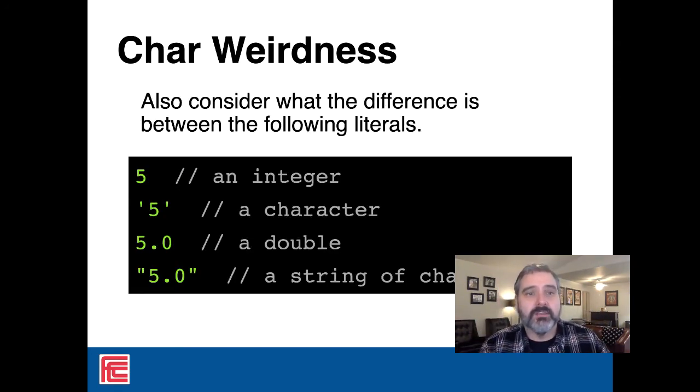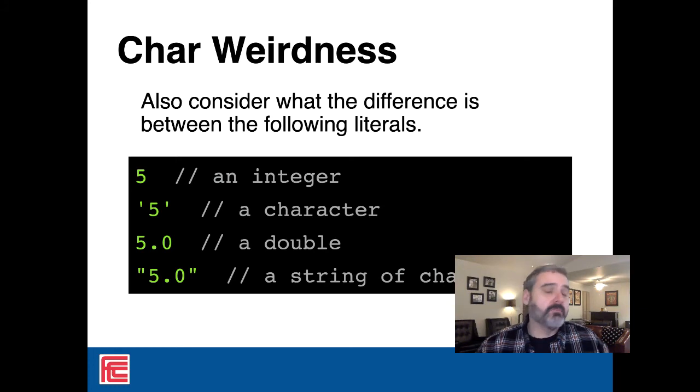And so here you'll see that 5 is an integer, right? That's a literal that I can actually do math on. It's an actual number. 5 in single quotes is the literal for a character. I cannot do math on that. That is the character that represents 5, which incidentally in ASCII does not have the value 5. It has some other value. If I were designing ASCII, I would have made it the same.